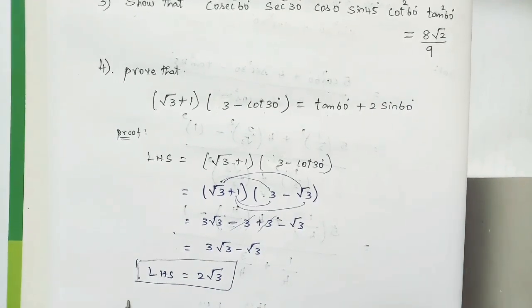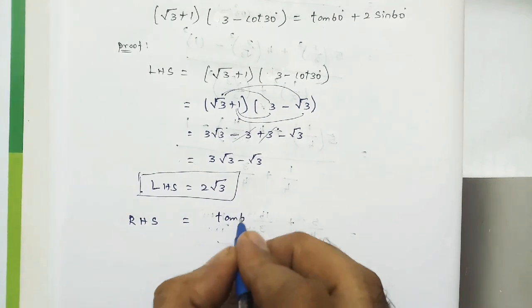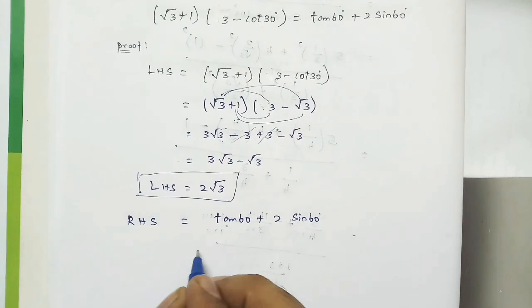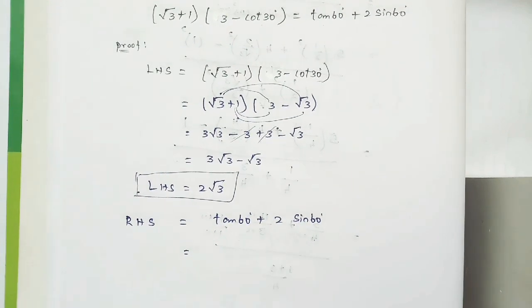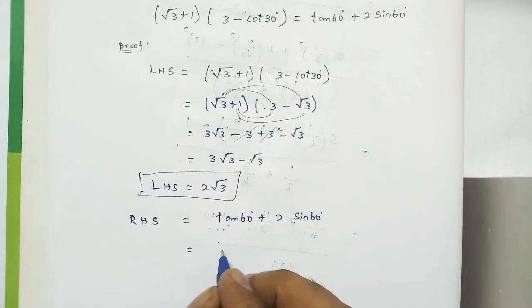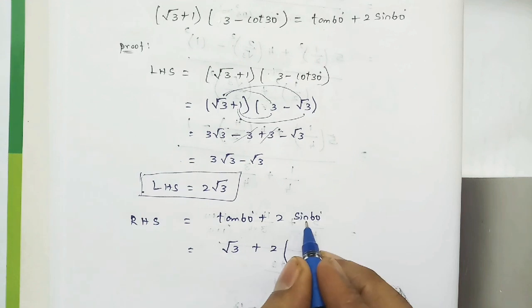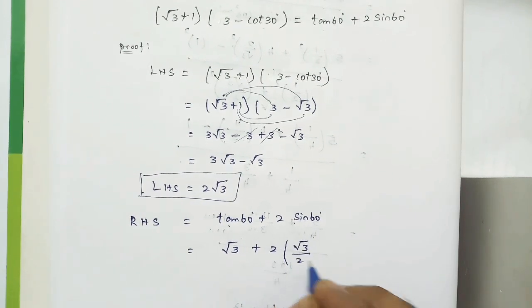Take the RHS. RHS is equal to tan 60 degree plus 2 sin 60 degree. Substitute the values of tan 60 and sin 60 and simplify. What is the value of tan 60? Tan 60 is equal to root 3. So root 3 plus 2 into, what is the value of sin 60? Root 3 by 2.